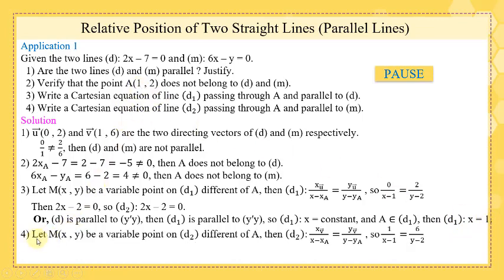Part 4. Let M(x, y) be a variable point on D2 different from A. Then the equation of line D2 is x of vector v over x minus xA is equal to y of vector v over y minus yA. We continue and we get the equation of line D2, 6x minus y minus 4 is equal to 0.